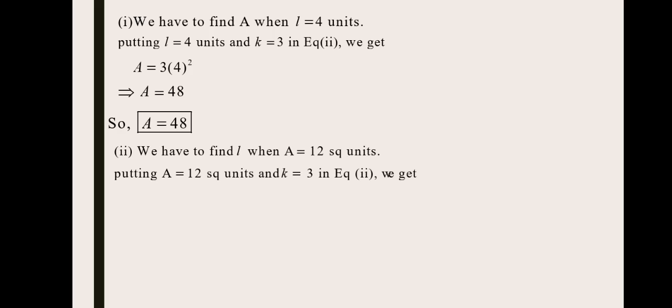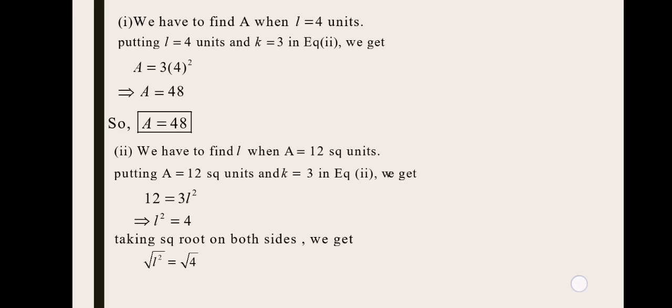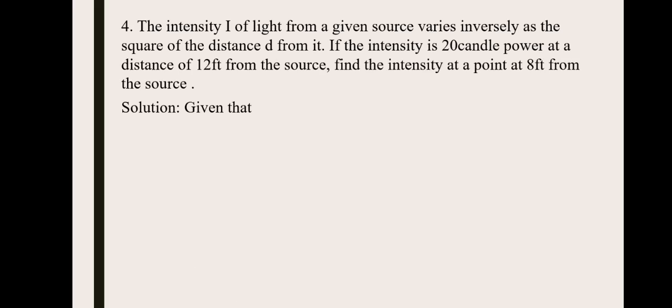Part 2 is we have to find L when A is equal to 12 square units. So putting A is equal to 12 square units and K is equal to 3 in equation number 2, we just get 12 is equal to 3 L square, which will give us L square is equal to 4. Since we are going to find out the value of L and not of L square, we will have to take square root on both sides. By taking square root on both sides, we just get L is equal to 2. Since length can never be negative, after taking the square root we are not going to write plus minus with the resultant term. So L is equal to 2 units.